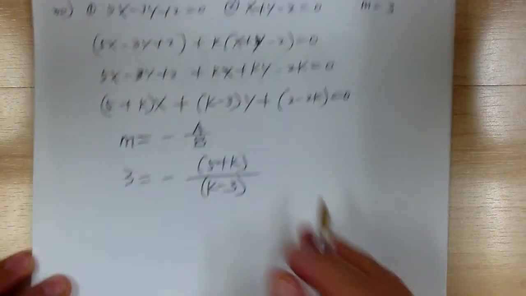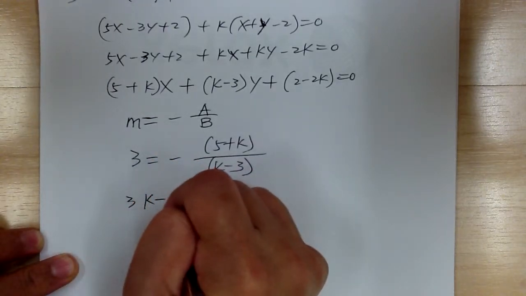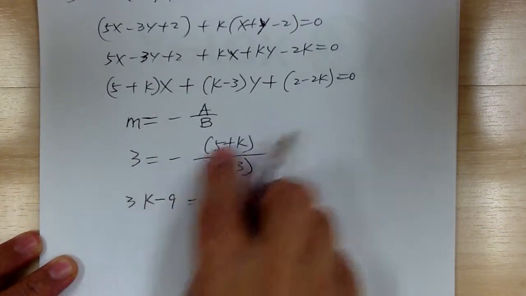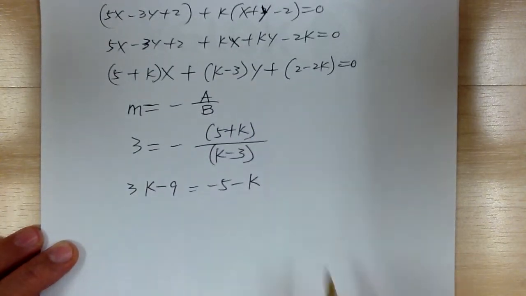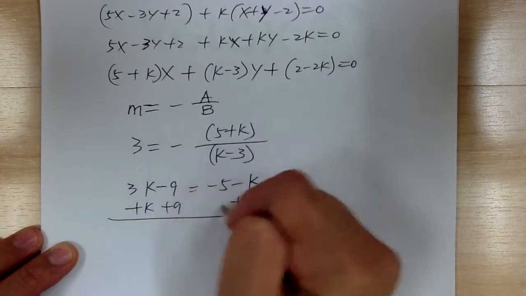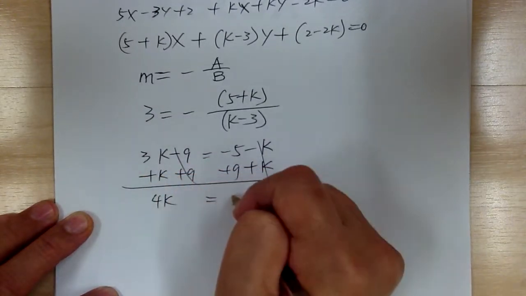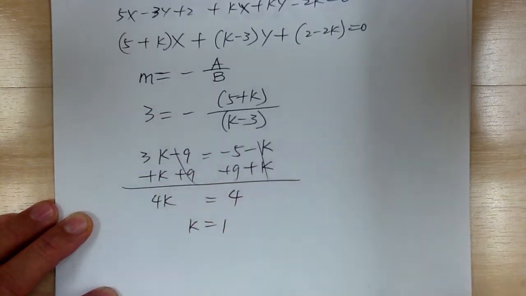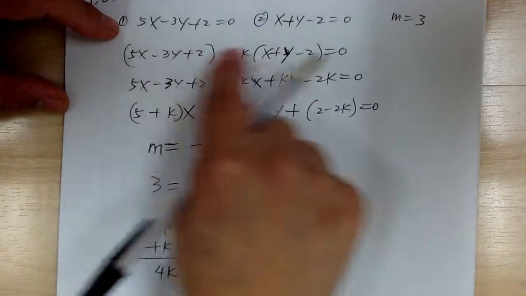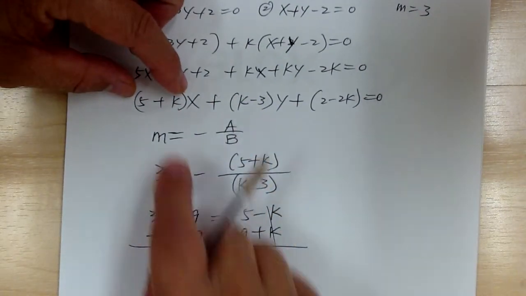Okay? So I'm going to cross multiply. So I get 3k minus 9 equal to negative 5 minus k. Right? So I cross multiply and multiply out. And then plus k, and plus 9 to cancel these things out. So I got 4k equal to 4, so k equal to 1. Once I find k equal to 1, I can go back. Don't go back all the way over here. Since you have this already, right? Just substitute this into here. Okay, so substitute k into here.